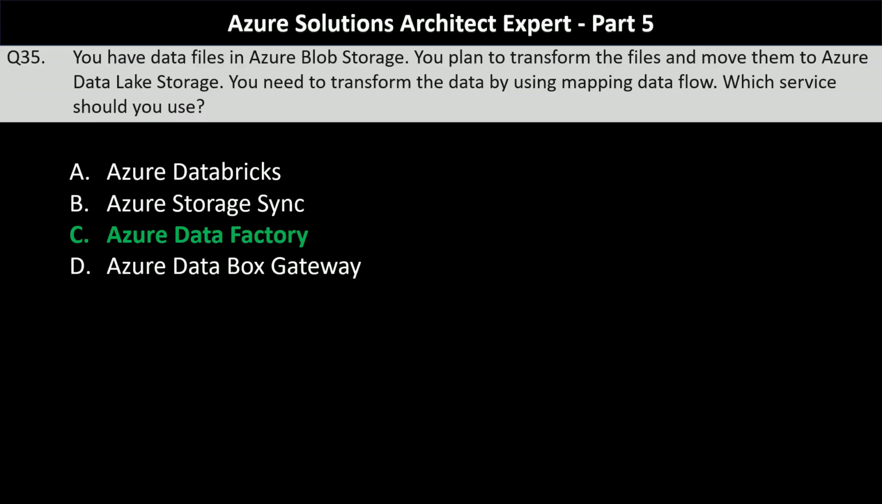Azure Databricks is a cloud-based analytics platform that allows you to process large amounts of data using Apache Spark. It can also be used for data transformation and ETL, but it requires more technical expertise and development effort than using Azure Data Factory mapping data flows. Azure Storage Sync is a service that allows you to sync on-premise file servers with Azure file shares, but it does not support data transformation. And friends, Azure Data Box Gateway is a hardware device that allows you to transfer large amounts of data to Azure, but it does not support data transformation using mapping data flow.